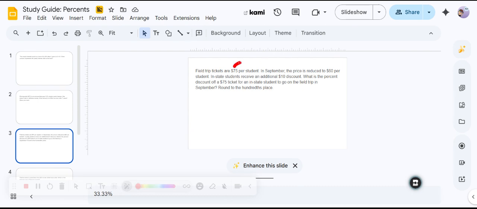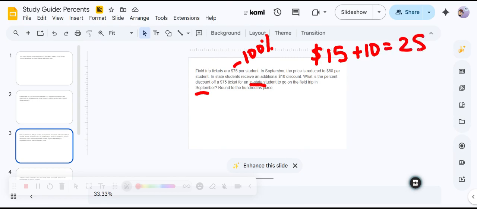So I know that our starting amount, our 100%, is $75. We're looking for an in-state student, so we do get the $10 discount, and it's in September, so it's going to drop it to $60. And we're going to look for the percent discount. So we have to find the amount of discount first, right? So if it drops from 75 to 60, that's a $15 discount. And then you get an additional $10 discount for being in-state. So overall, these tickets are discounted by $25.